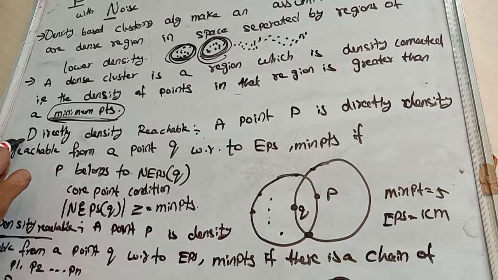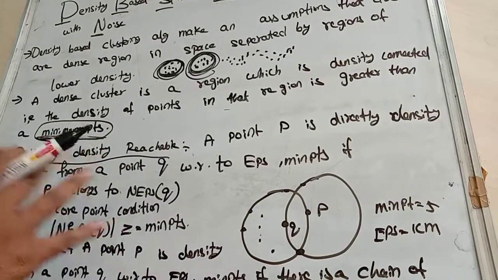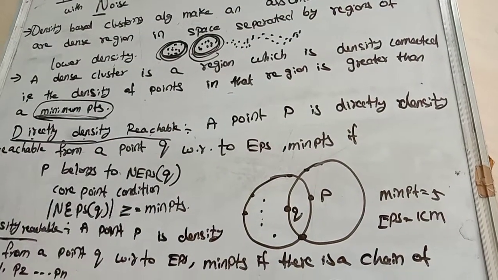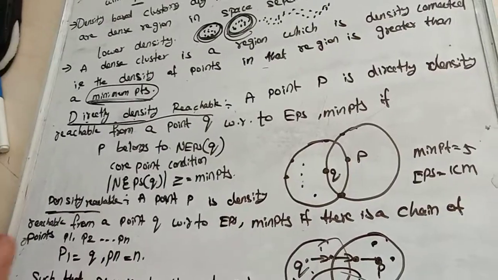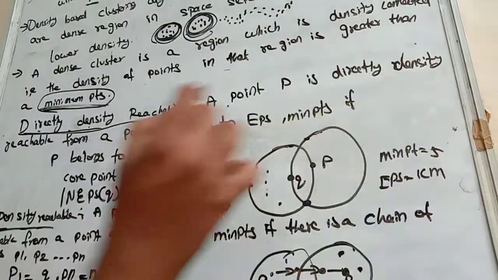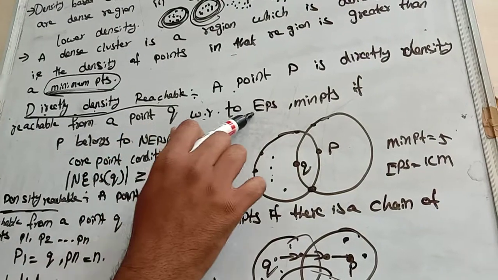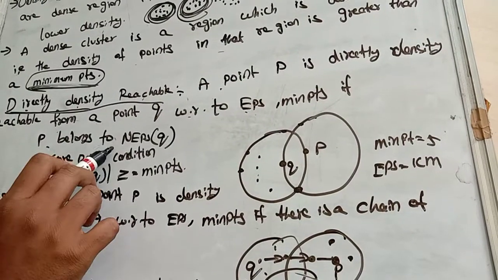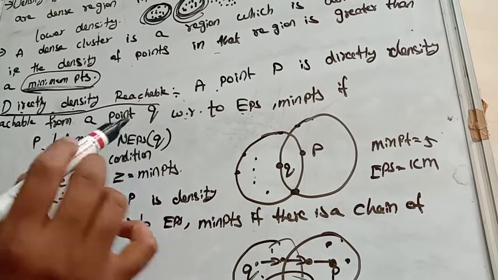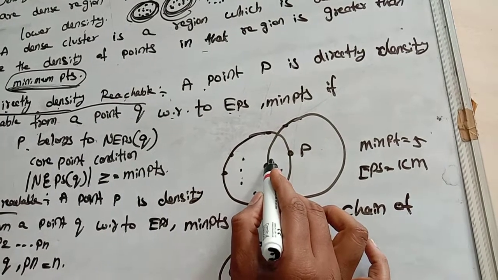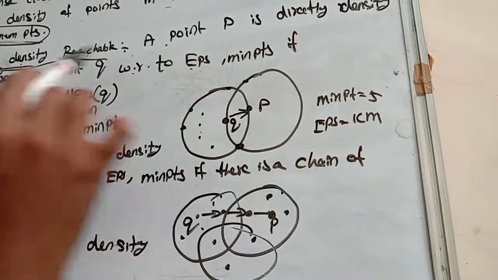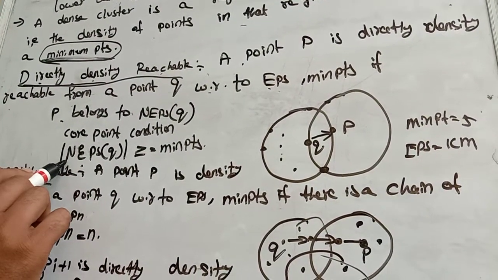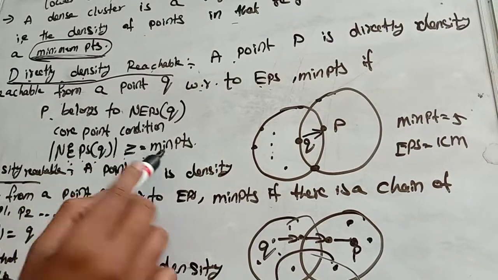In this there are 3 important terms actually. 2 in this session, and in the next session I will show one more. Directly density reachable and density reachable are the 2 terminologies we need to learn. A point P is directly density reachable from the point Q with respect to epsilon neighborhood and minimum points if P belongs to the epsilon neighborhood of Q. Something like if we can reach P directly from Q, we can call it directly density reachable. And the core condition is that the number of points in the epsilon neighborhood of Q is greater than or equal to minimum points.